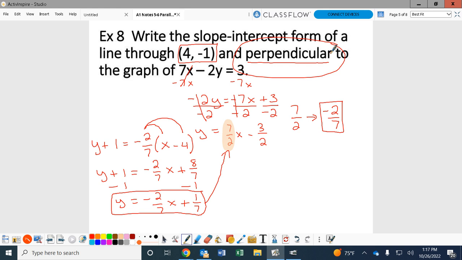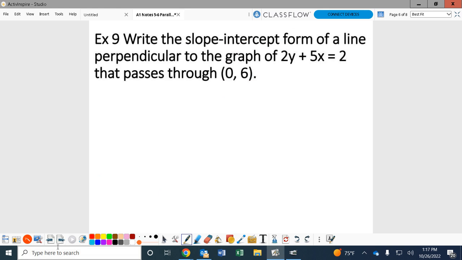Got another one, guys. These perpendiculars are harder for people to absorb, so I got another one just like that. Then we'll do the special cases. Here we go. The other one for perpendicular looks like this. We want it to go through the point 0, 6. Before we do anything else, guys, tell me what's special about 0, 6, because it is special and you can make your life easier.